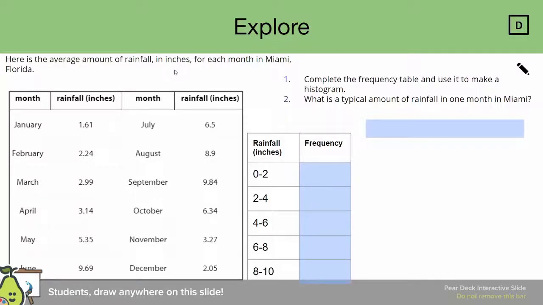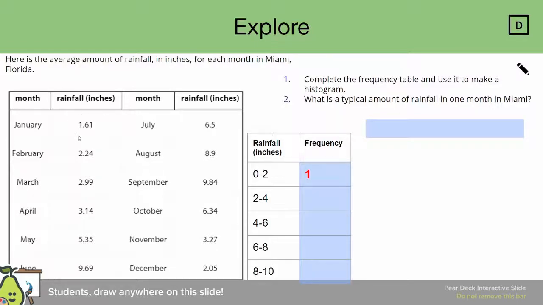Now that we've gone over some of the things that you notice on the screen, let's actually figure out what is required of us for this specific slide. It says right here, complete the frequency table and use it to make a histogram. All right, so we have this frequency table right here. Please pause the video and let me know, what does the completed frequency table look like? All right, welcome back. If you said between 0 and 2 inches, the frequency is 1 because in the information provided to us, between 0 and 2 only happens one time, you are correct.